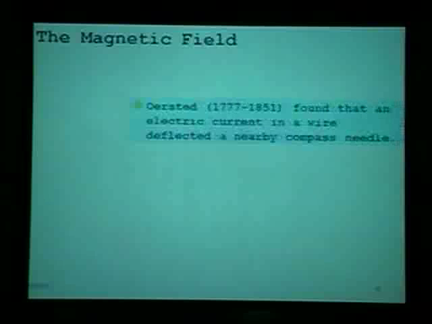Here's a little history. Hans Christian Ørsted, who lived from 1777 to 1851, found that electric current in a wire deflected a nearby compass needle. So if you ran electric current through a wire, there would be a deflection of the compass needle. If you brought a compass by, you would find that the needle would deflect as you moved it all the way around the wire. You would conclude that there was a magnetic field line circularly around this wire, because the compass would deflect in such a way as you moved it around the wire. Interesting.